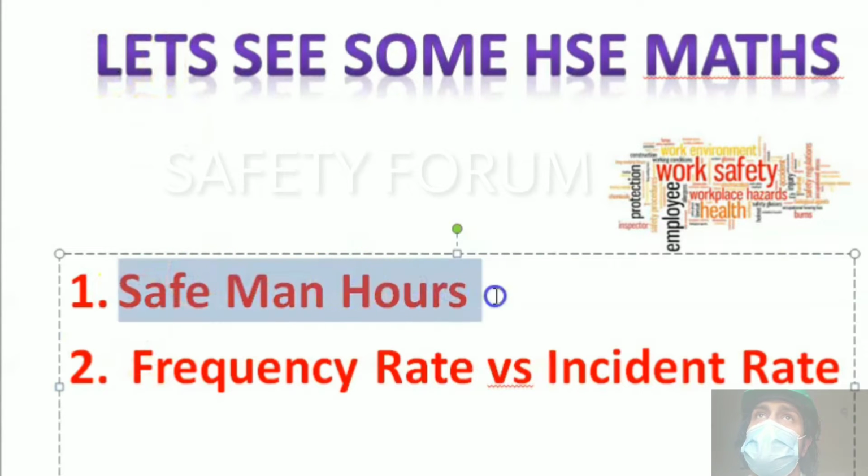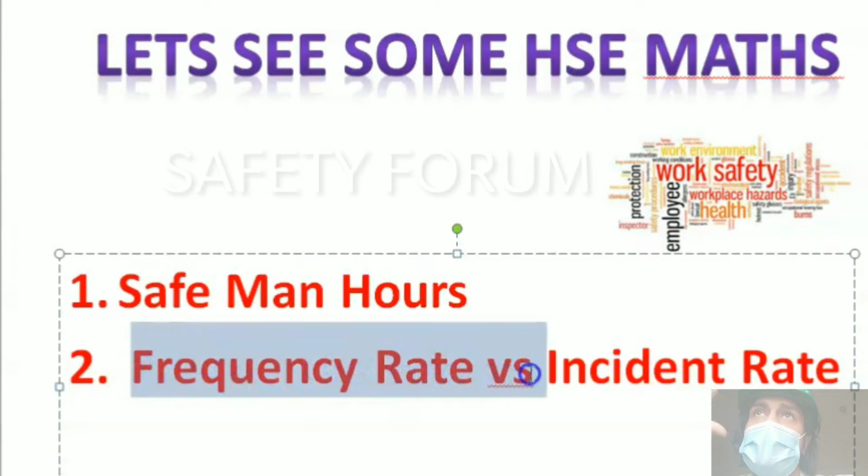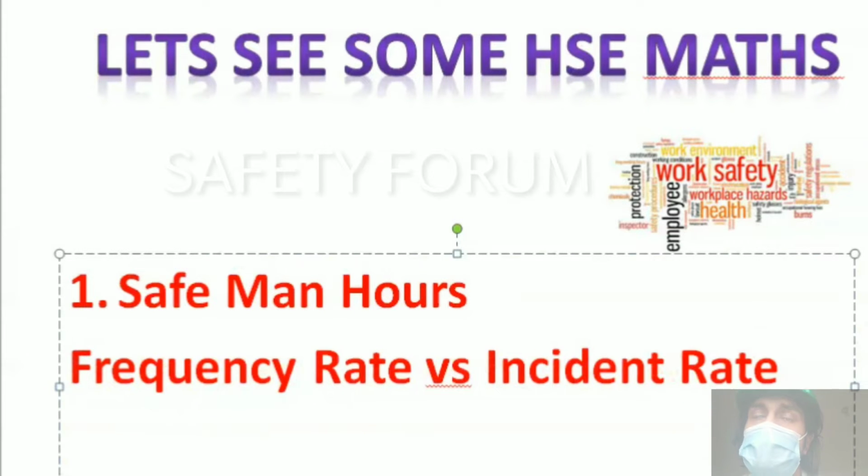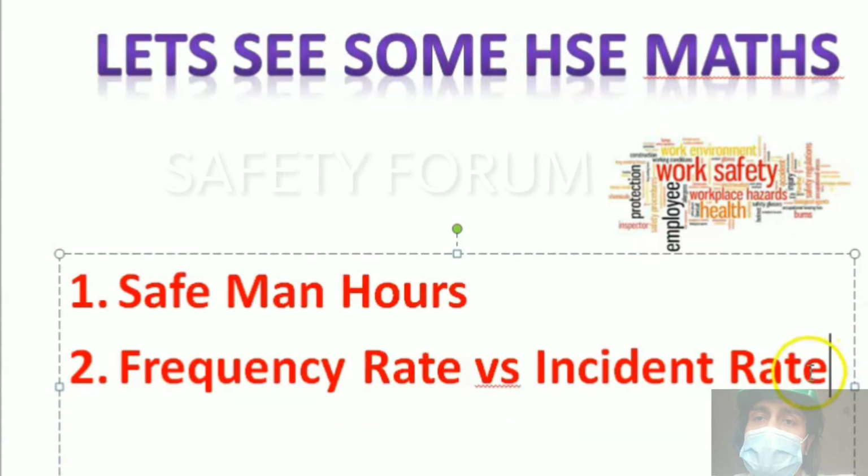In today's video we'll be going to see these two main topics. We will discuss the safe man hours. We will see what safe man hours are and how to calculate them. And there will be another video in which we will see a set of examples, especially working out the safe man hours. This is followed by the frequency rate versus the incident rate. We'll also see the severity rate, and we will discuss how to calculate these different rates using different examples.